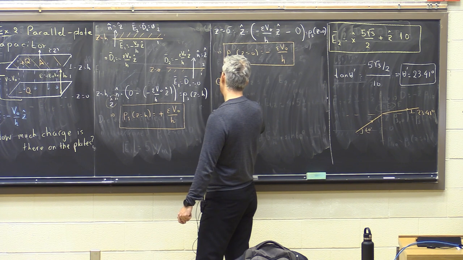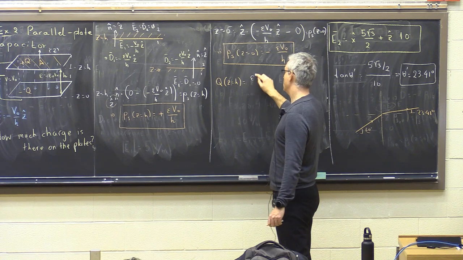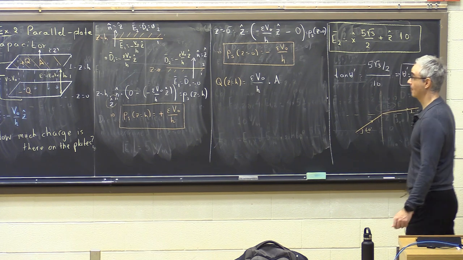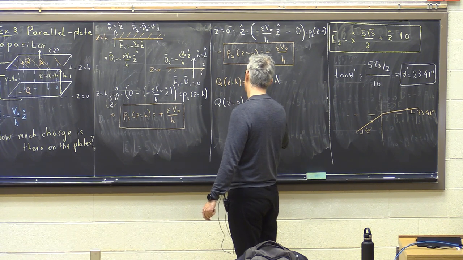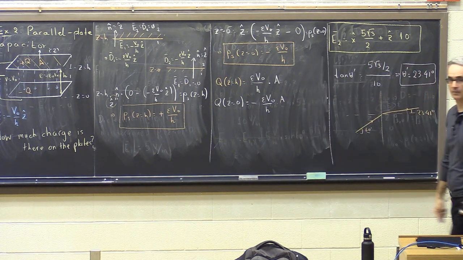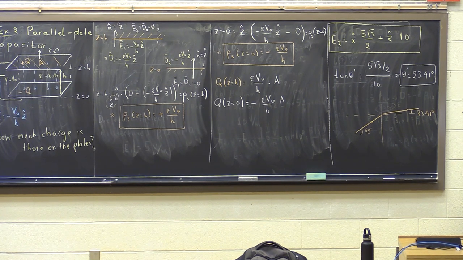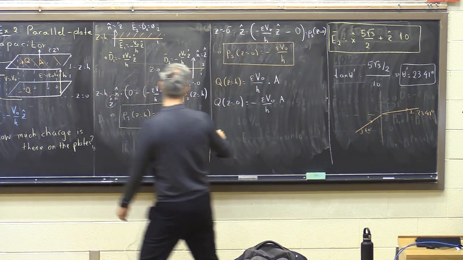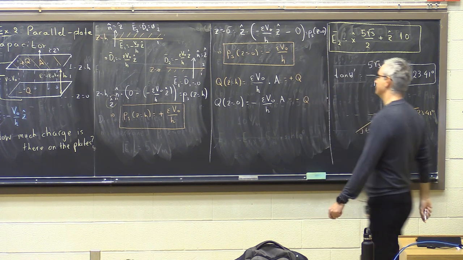So the charge Q at the upper plate will be epsilon V naught over H times the area, and the opposite charge I will have on the lower plate. Okay? So I multiply the surface charge densities. And now, so I have here plus Q, minus Q. So this is what I call plus Q, this is minus Q.